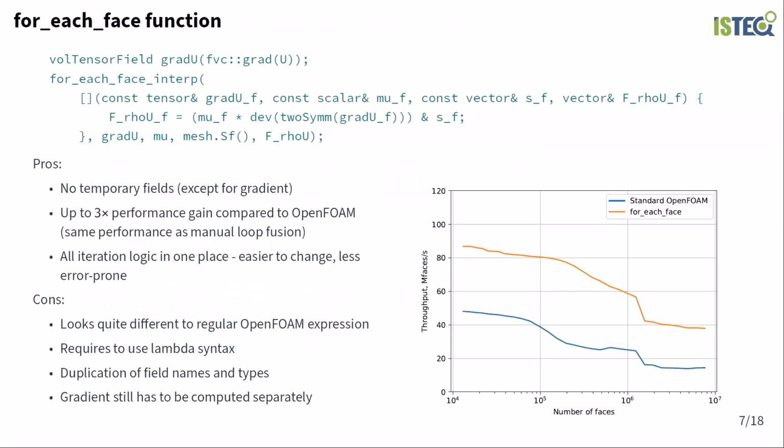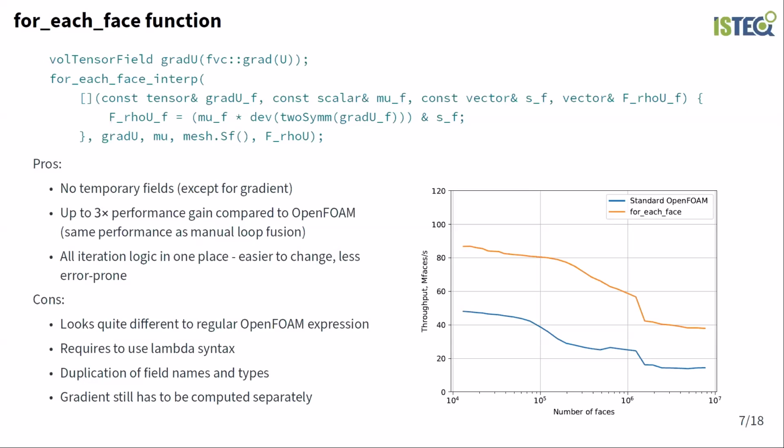So advantages of this approach: we removed most of the temporary fields except for gradient. Gradient still has to be computed separately because it's a stencil operation. It does not fit into that loop. Performance is good. It's up to 3 times improvement over the original OpenFOAM expression. And iteration logic is in one place, so we can modify it as we want, can experiment with it.